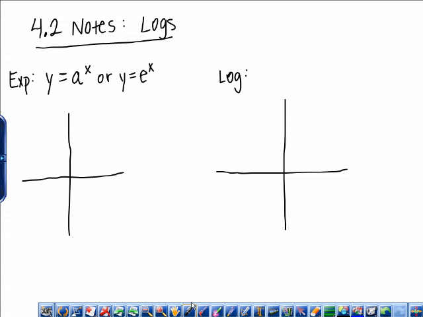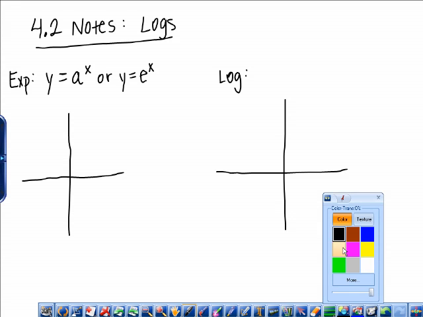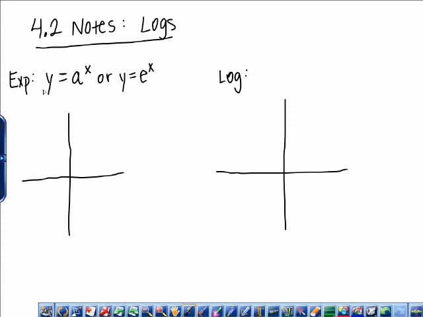Alright, so this is the video lesson for 4.2. This is notes on logs and also some review of exponents. Okay, so let's start out with exponents.